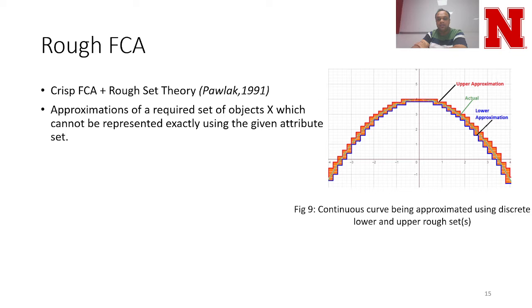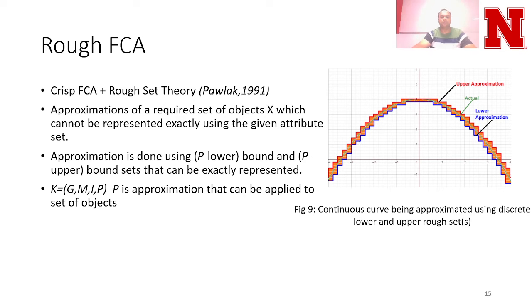So the idea comes from here, as we can see in figure 3, we have a continuous curve which is now drawn on this graph. But since we cannot exactly represent a continuous curve, we can approximate using a lower approximation, which is the blue line here, and the upper approximation, which is the red line over there. So that's the overall idea. So basically a set P now has a P lower bound and a P upper bound set, using which the set P is uniquely represented. So as such, using rough set theory, rough FCA can be represented as K, which is (G, M, I), the original crisp FCA, and an approximation P that can be applied to the set of objects.